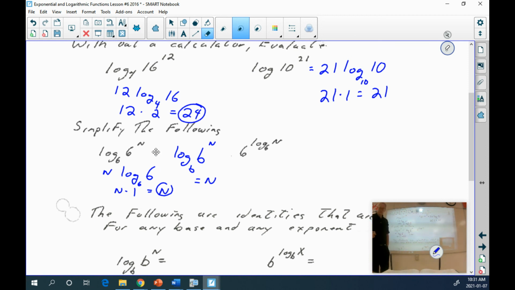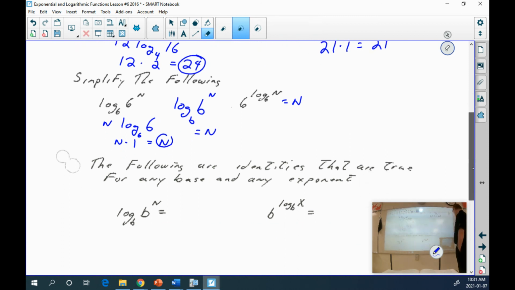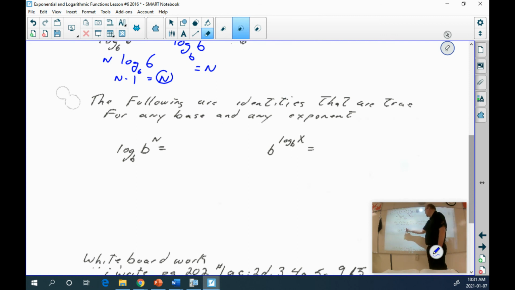Now, I'm not going to show you the proof of this, but if you think about this, 6 to the power of something and logarithm base 6 are inverses of each other. They are going to undo the work. If I take log base 6 of n, I get a number, and then I go 6 to the power of that, I'm going to get n out again. And that is the identity that we have down here. Both of these guys reduce down to an identity of n.